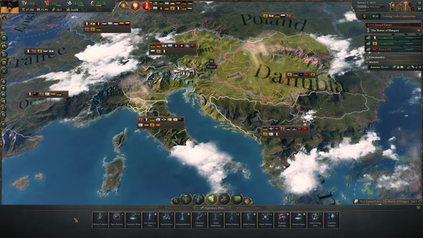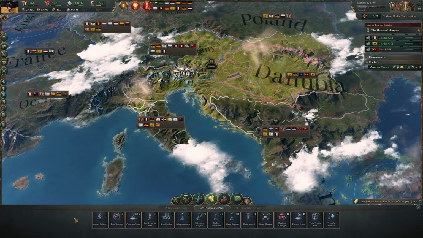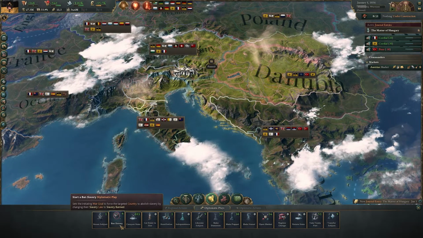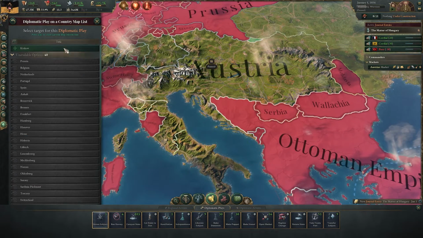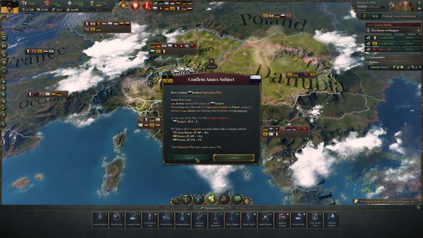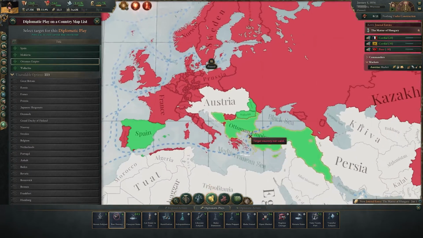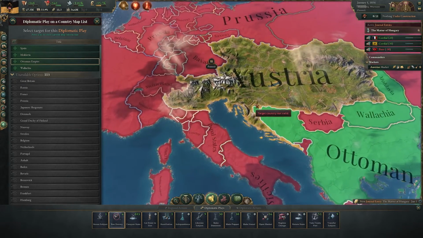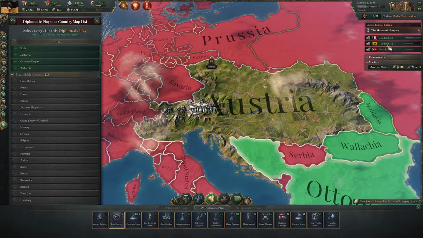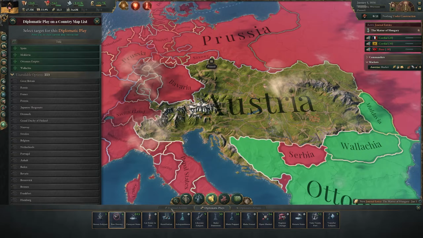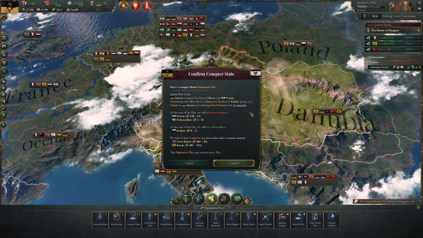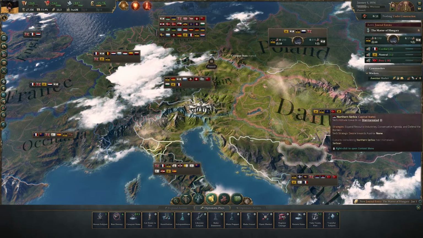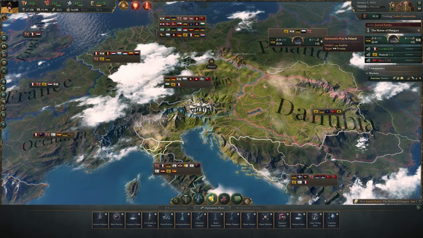Your diplomatic plays work just like your other operations did. This gives you a range of diplomatic things that you can do and the number of valid targets. I could annex Krakow if I wanted to. I could ban slavery in the Ottoman Empire if I win that war. These are diplomatic plays and the exact things that will pop up over here. Conquering the state of Cilicia will start a diplomatic play.